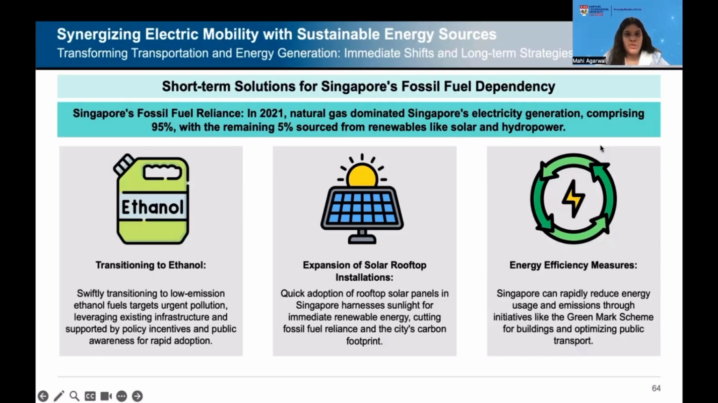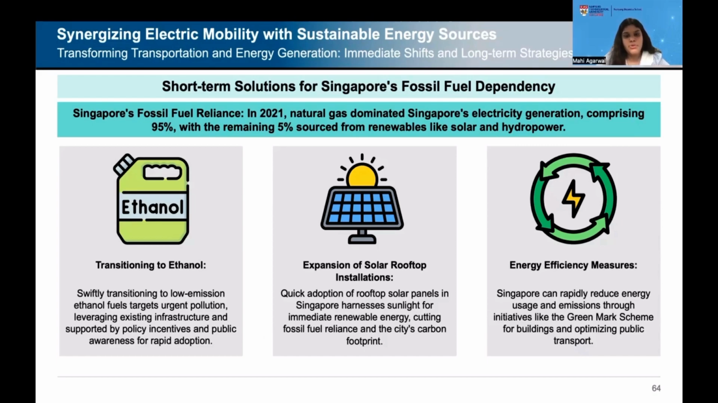In the immediate future, there are several actionable plans to address this dependency. Firstly, transitioning to ethanol. Ethanol emits fewer emissions than traditional fossil fuels, and its compatibility with existing vehicles and infrastructure enables a relatively swift adoption process. Singapore can also leverage its established ethanol distribution network and implement strategic policy initiatives such as tax breaks and subsidies.